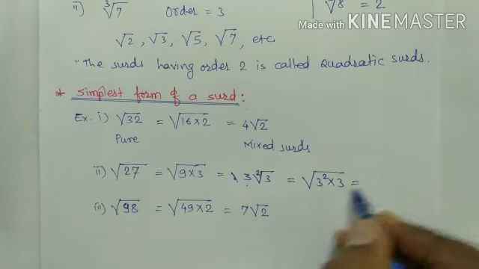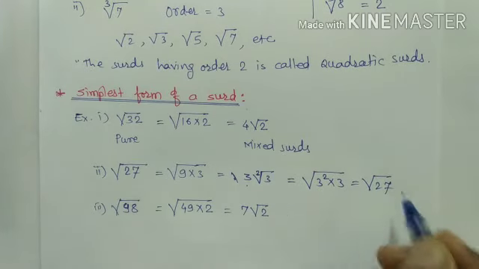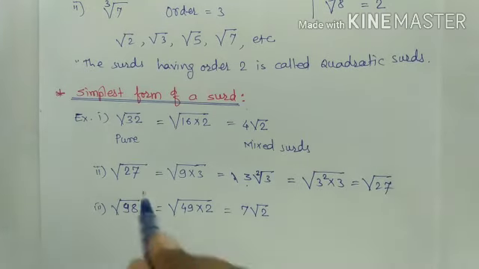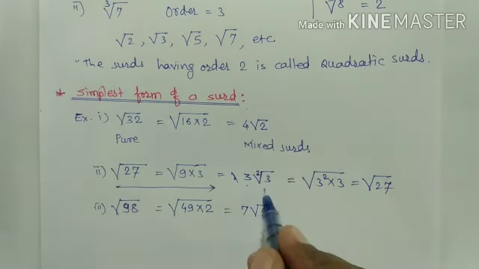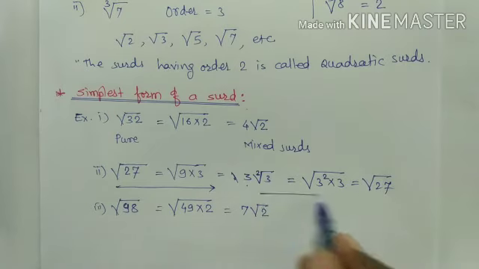But 3 squared equals 9. 9 times 3 is 27. It means that we can convert this pure surd into a mixed surd and also convert this mixed surd into a pure surd.